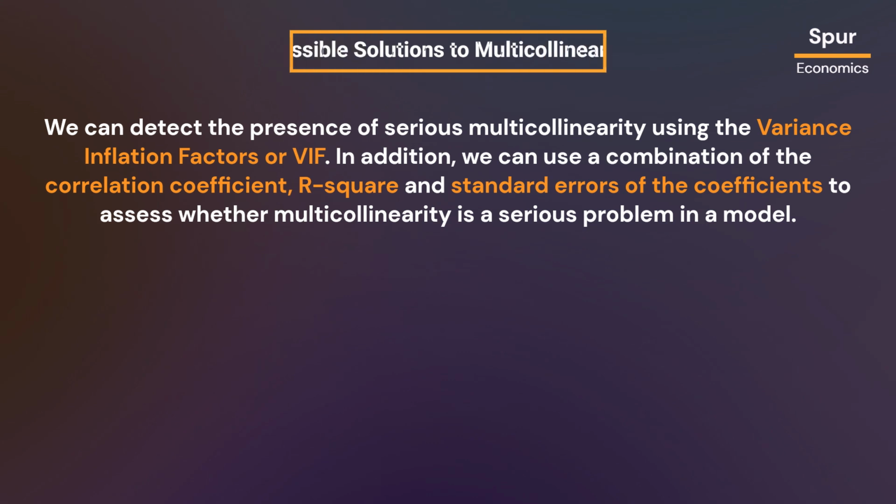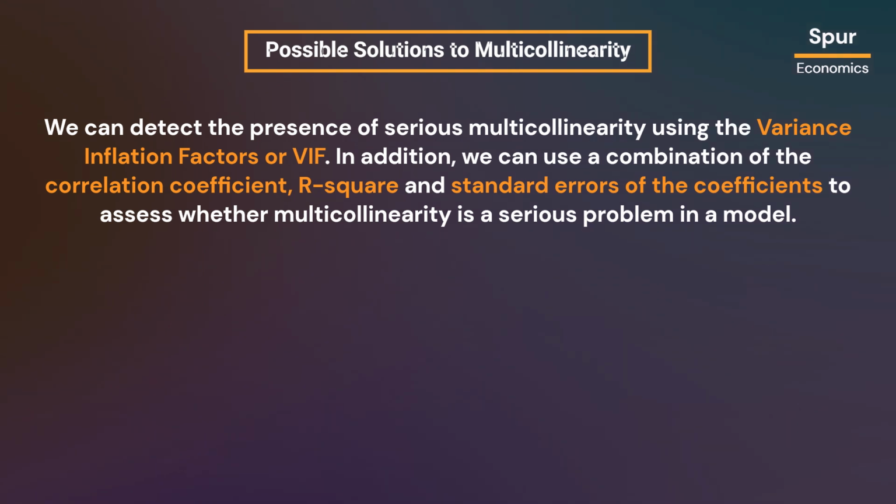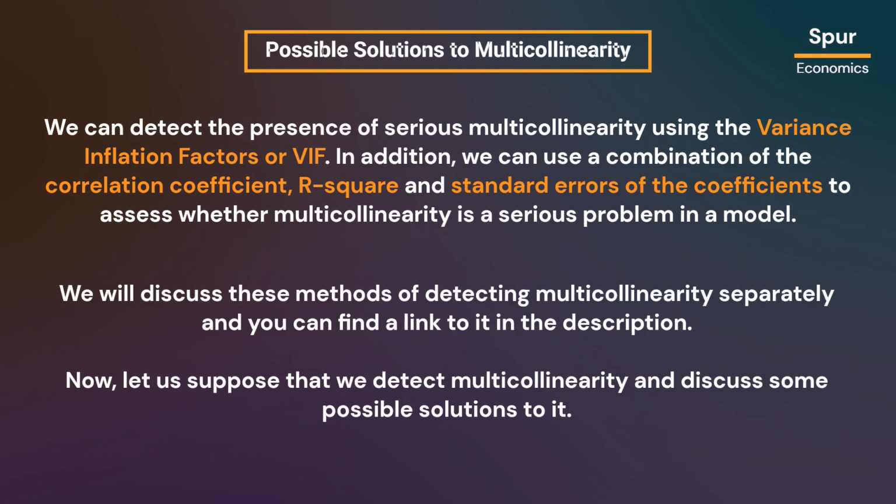We can detect the presence of serious multicollinearity using the variance inflation factors or VIF. In addition, we can use a combination of the correlation coefficient, R-square, and standard errors of the coefficients to assess whether multicollinearity is a serious problem in a model. We will discuss these methods of detecting multicollinearity separately, and you can find a link to it in the description.